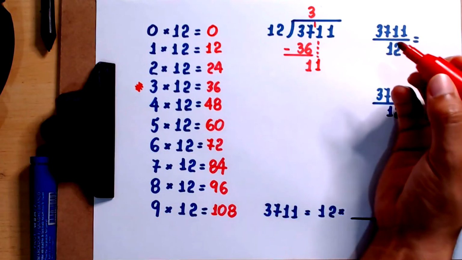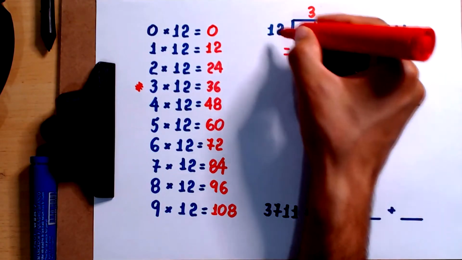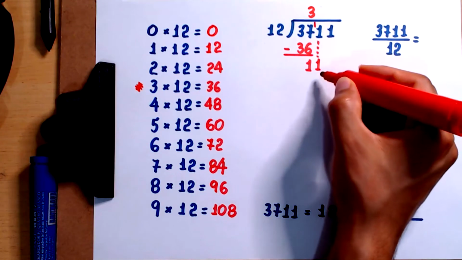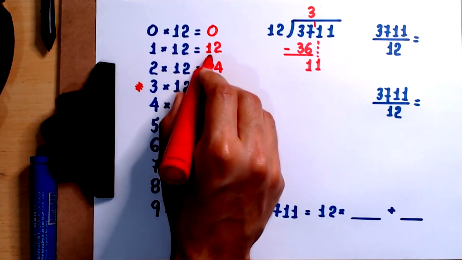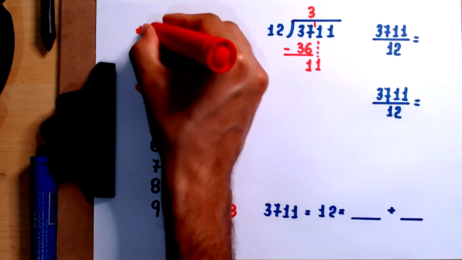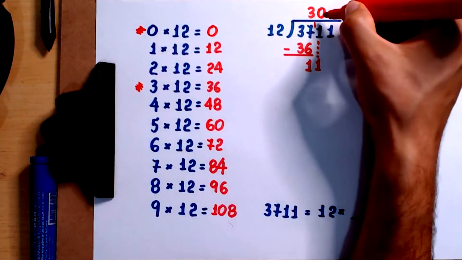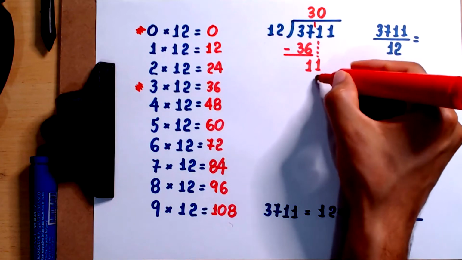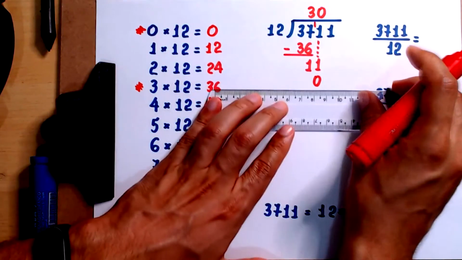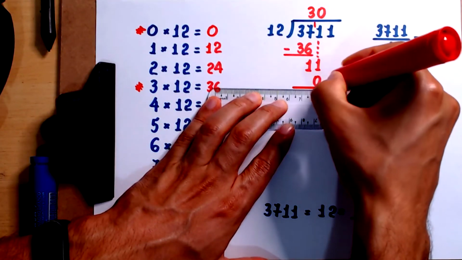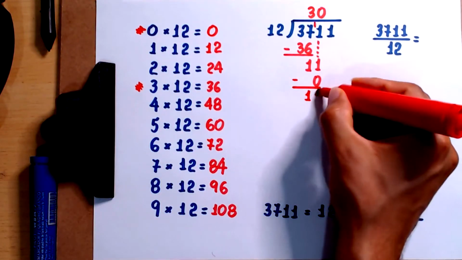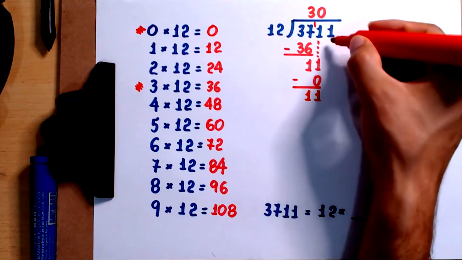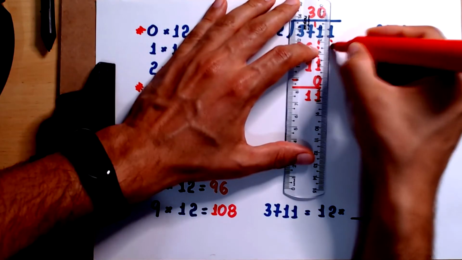And we ask the question again. How many times does 12 go into 11 without going over? You see that 1 times 12 is already too much. So the number we are looking for now is 0. I write 0 here. 0 times 12 equals 0. I write it here. And then I subtract. You will say that this is very easy because 11 minus 0 is still 11.